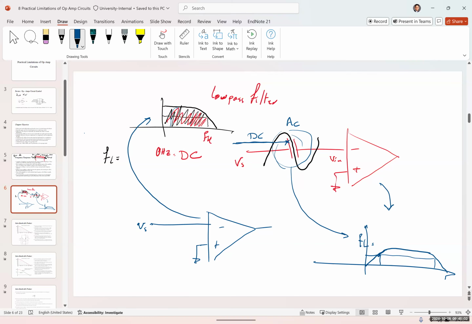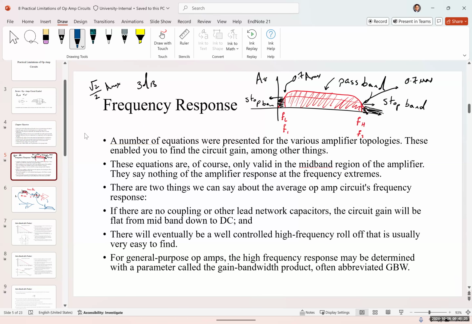But since the lower cutoff frequency is determined by this coupling capacitor, we can change the lower cutoff frequency easily by simply replacing this capacitor with a larger capacitor or a smaller capacitor, or completely getting rid of it. If I completely get rid of it, the frequency could go down to DC. So if there's no coupling capacitor, the frequency could go down to DC. But there will always be an upper cutoff frequency because of the structure of an op-amp. But it's very easy to find.